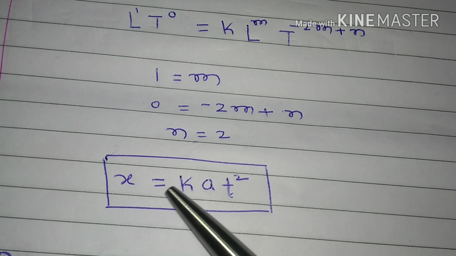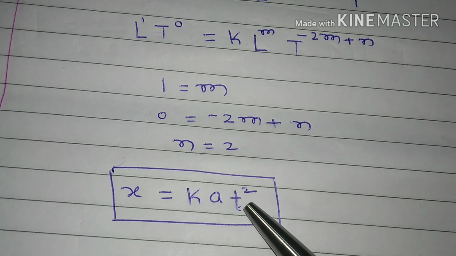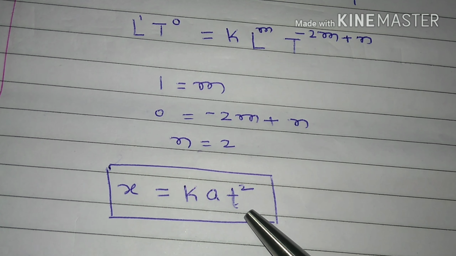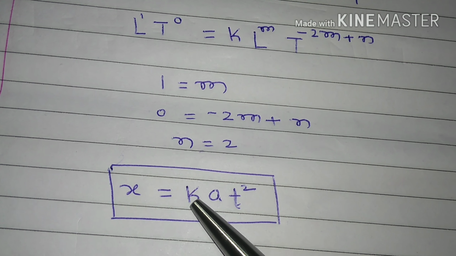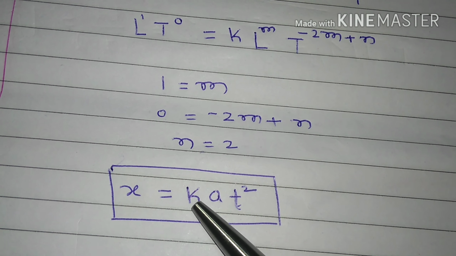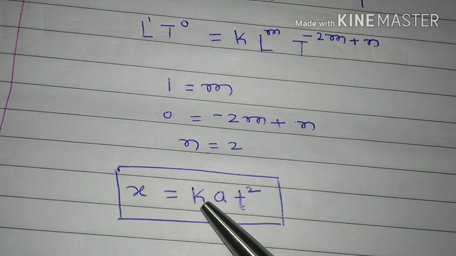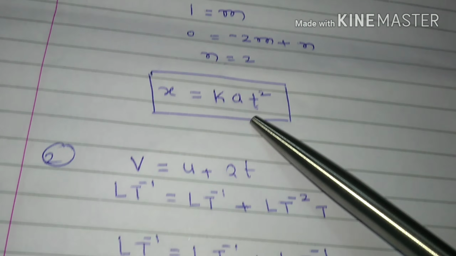What relation you will get? x is equal to k into at^2. So we are getting this relation, it is very good. But this k, we cannot find out by using dimension analysis. This is limitation of dimension analysis. Okay, we'll go for other.